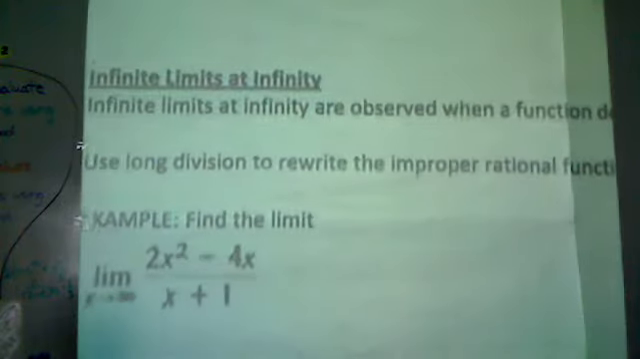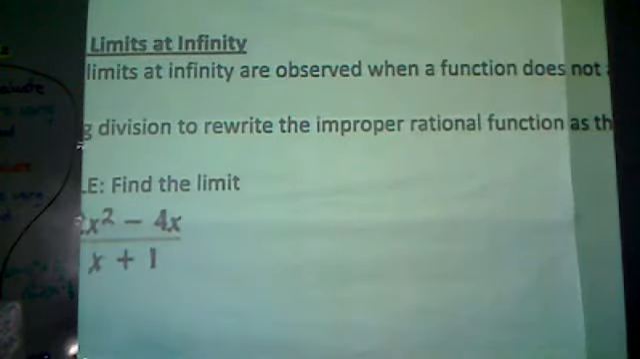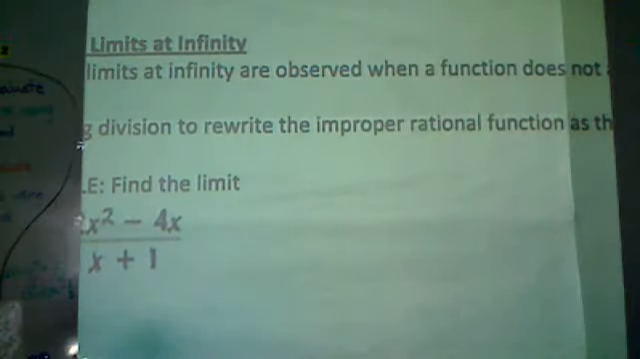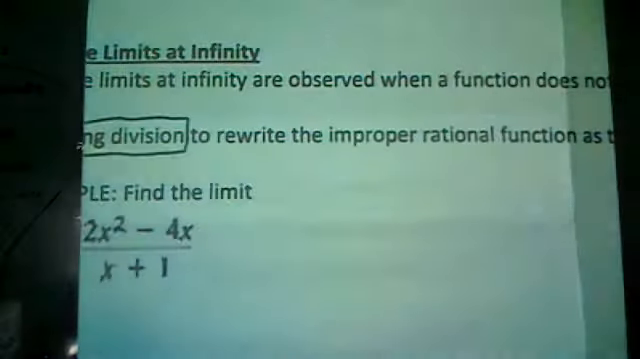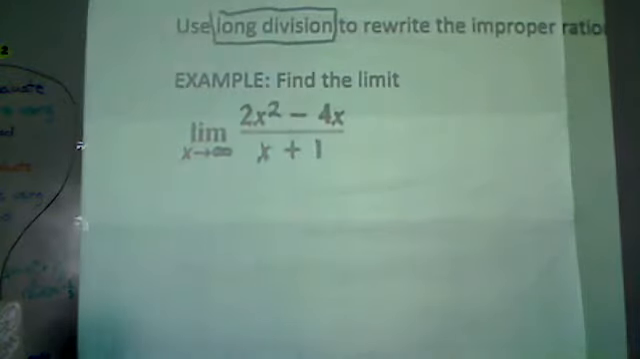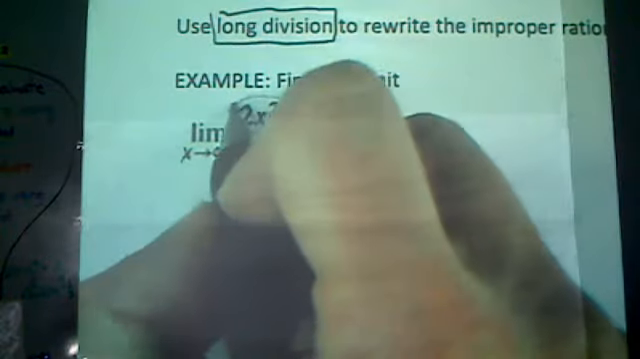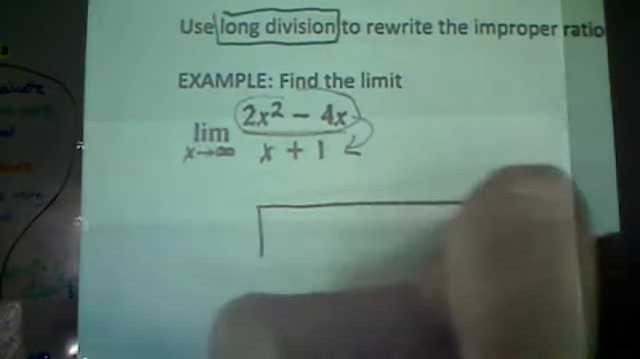Let's move on. Infinite limits at infinity are observed when a function does not approach a finite value as x increases or decreases. Right, of course that makes sense. Basically, you're going to have to use long division to rewrite the improper rational function as the sum of a polynomial and a rational function. So, in case you have forgotten, long division, we are going to divide this by that. So write a division sign.